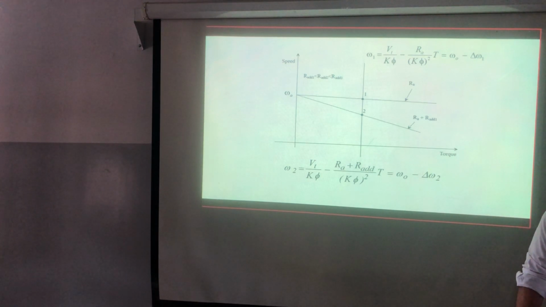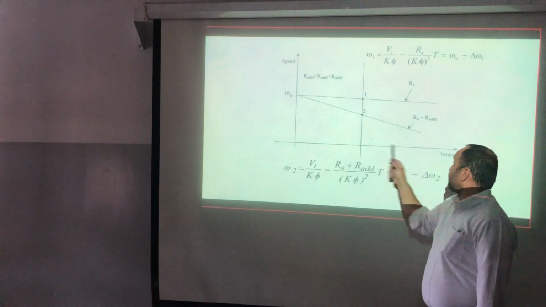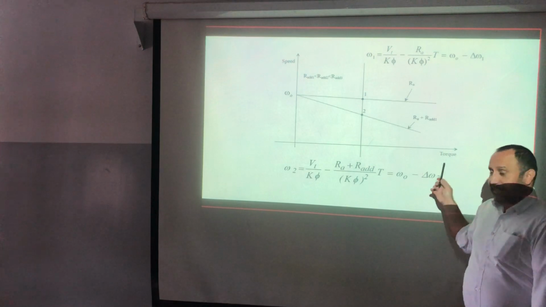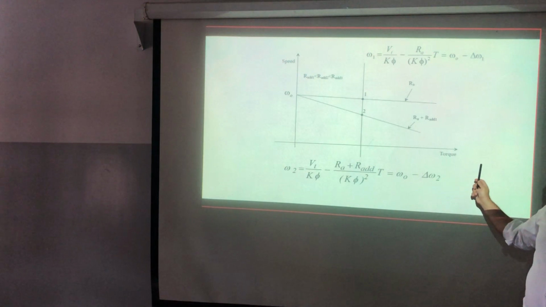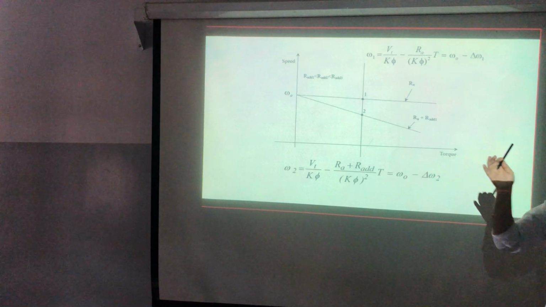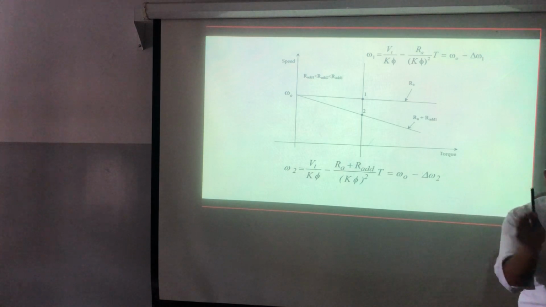The load current is constant. This is the torque-speed characteristic. The torque is proportional to the current, if I'm assuming the flux is constant. And here I'm doing speed control. Speed control by what? Armature.